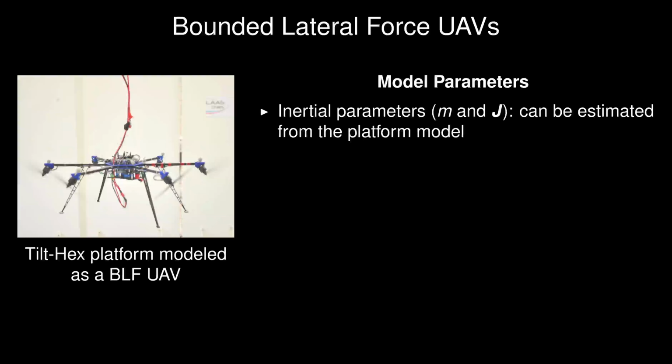Such a platform modeled as BLF has multiple parameters that dictate the controller's performance. First, the controller requires the estimation of the platform's mass and inertia matrix. Usually, these parameters can be easily estimated from the platform model. Moreover, the topic of estimating these parameters online has been thoroughly studied in the literature.